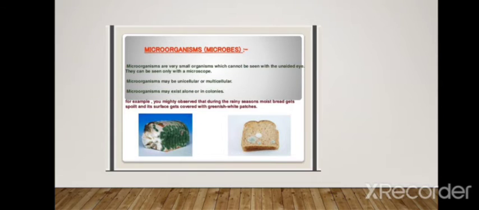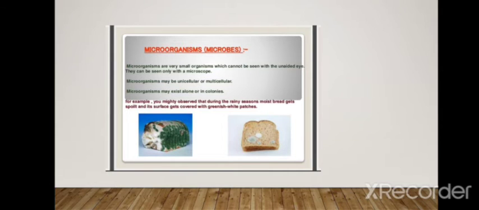Microorganisms may be unicellular. Unicellular means they may be single-celled. Example, bacteria. Multicellular, which means more than one cell. Example, fungi. Microorganisms exist alone or together in groups called colonies.